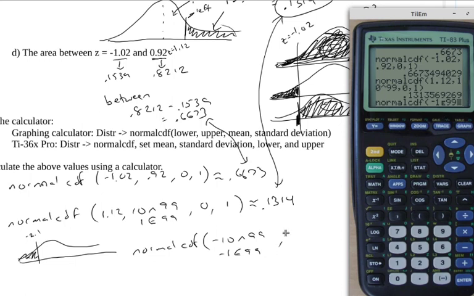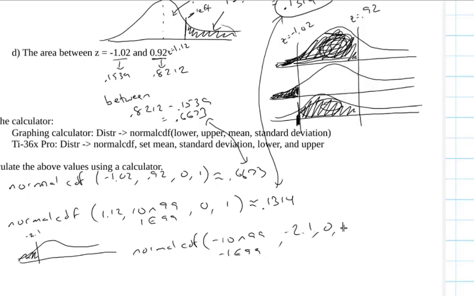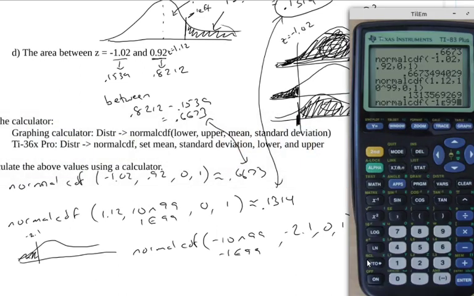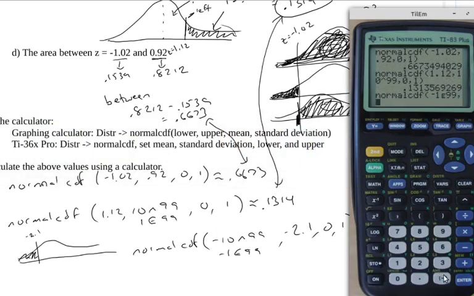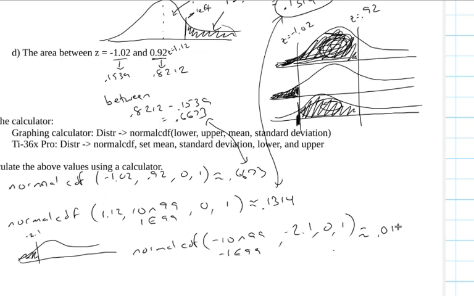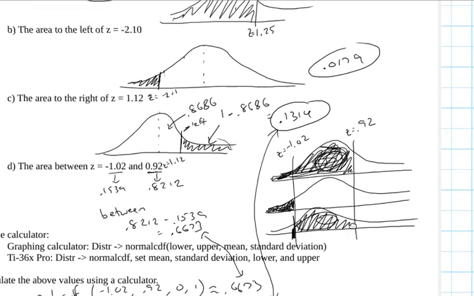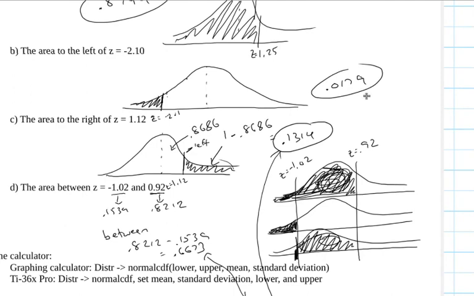My right bound is negative 2.1, my mean is 0, my standard deviation is 1. We'll do plenty of examples with other means and standard deviations, but we're just dealing with the standard normal curve right now. Mean of 0, standard deviation of 1. And enter, I get 0.0179. Let's compare that to what we got before, 0.0179 right there.